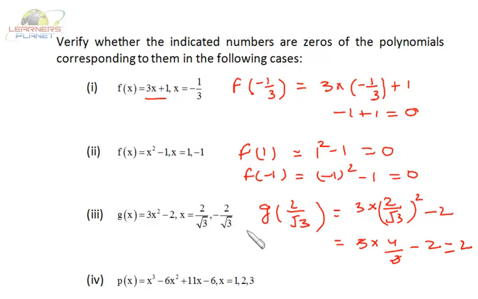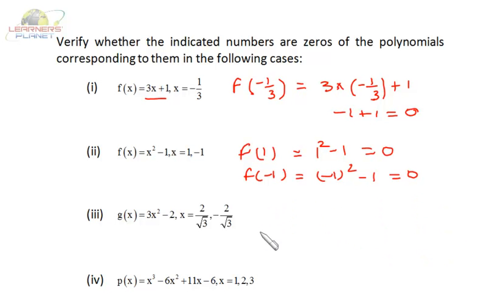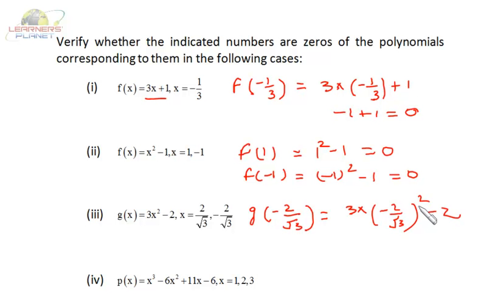Let's put minus 2 by root 3. So g of minus 2 by root 3 is equal to 3 into minus 2 by root 3 whole square minus 2. Now square of negative term will be positive, so it's 3 into 4 by 3 minus 2. So still we are getting 2. That means we are not getting 0. That means even minus 2 by root 3 is not the factor of this polynomial. Okay.